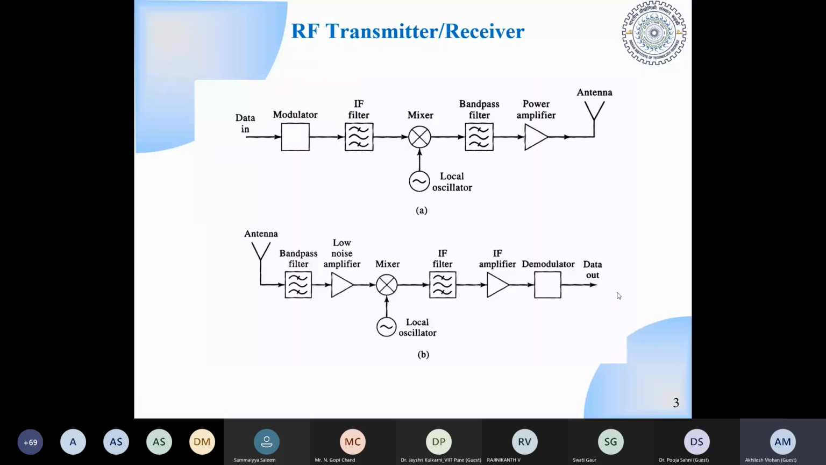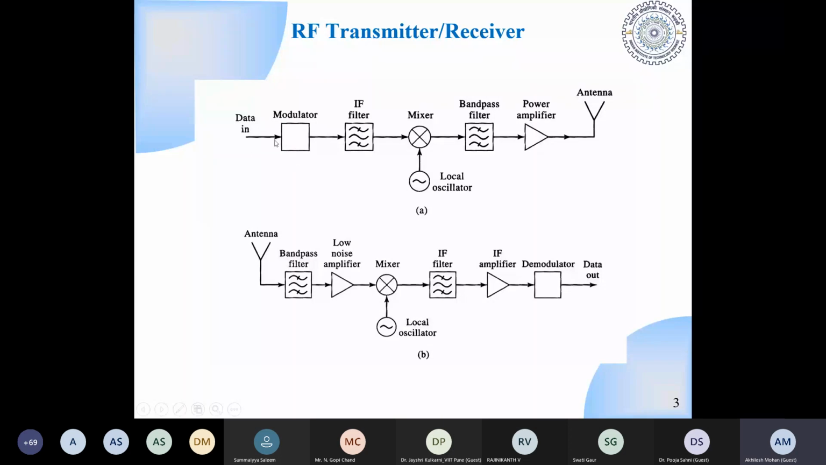Now, this is the RF transmitter and RF receiver we have. You can see in this RF transmitter and receiver, we have different types of components. Some components are active in nature, some are passive. Active means they use transistors and diodes, which draw power from the source, that is, the DC source. So it can be broadly classified into active and passive components.